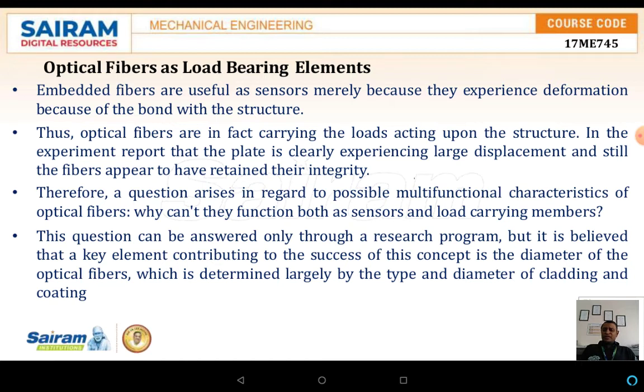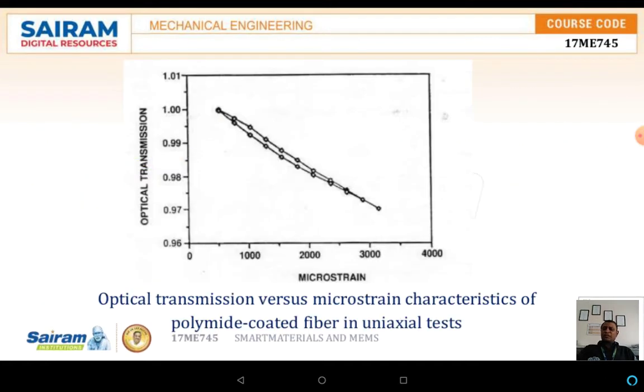Why can't they function both as a sensor as well as a load carrying element, or a member? This question can be answered only through a research program, but the key element contributing to the success is the diameter of the optical fiber, which is determined largely by the type of the diameter as well as the cladding and the coating which has been on the optical fiber.